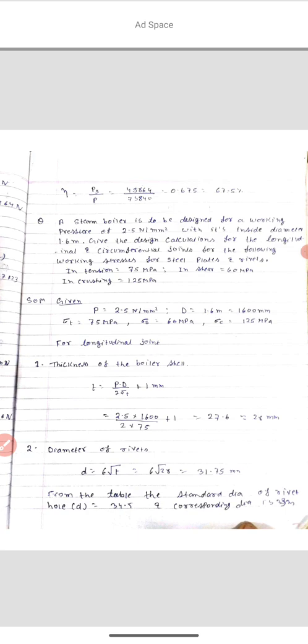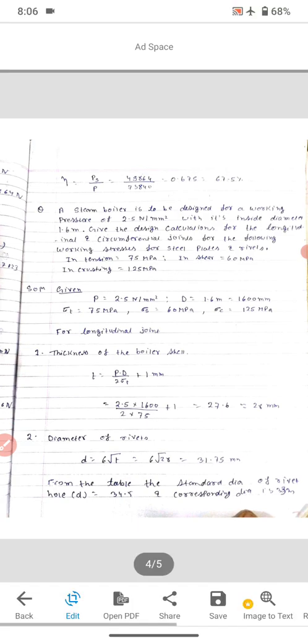A steam boiler is to be designed for a working pressure of 2.5 Newton per millimeter square, that is capital P value, with its inside diameter 1.6 meter, that is the diameter of the boiler, capital D value. Pressure value is given and capital D value, that is diameter of the boiler, is given.